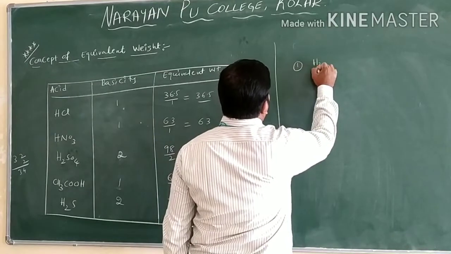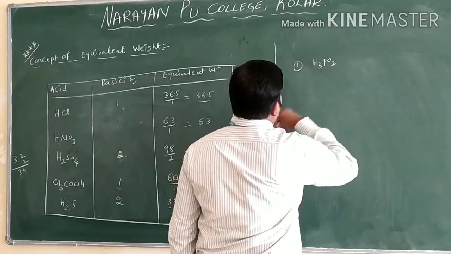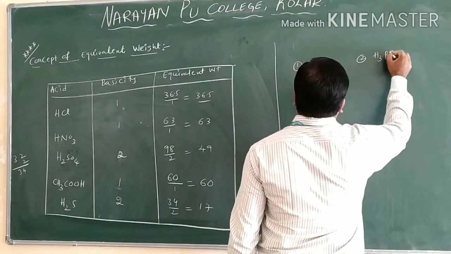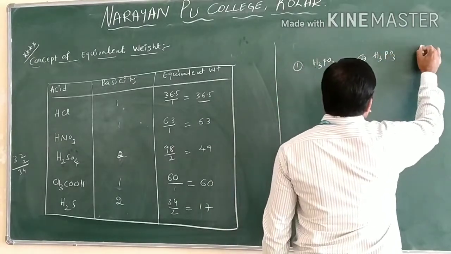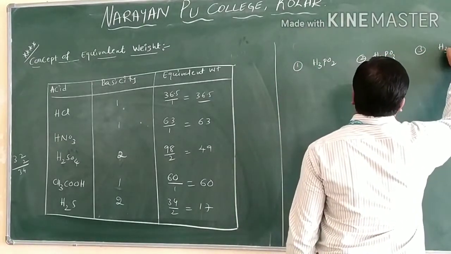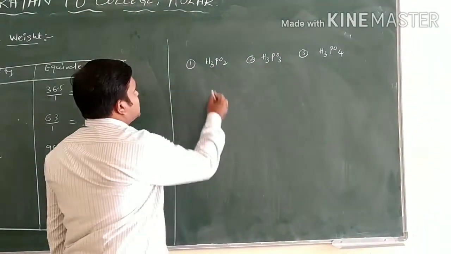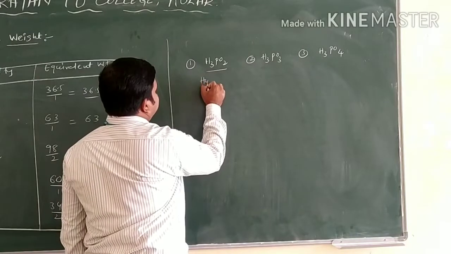H3PO2, and we will take one more, H3PO3, and one more, H3PO4 only. These are the 3 oxo acids. So this is hypophosphorus acid.